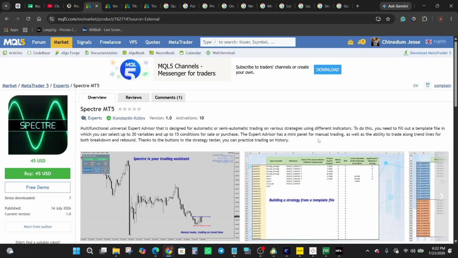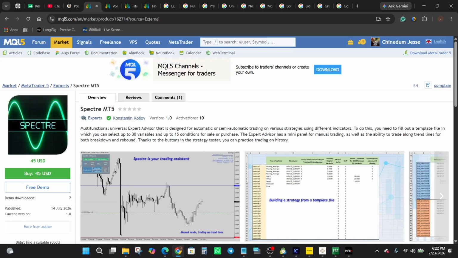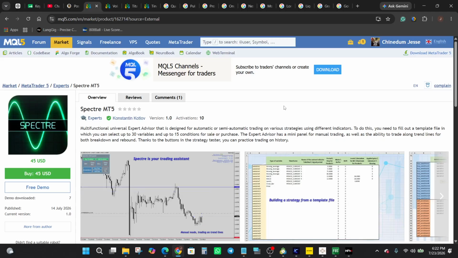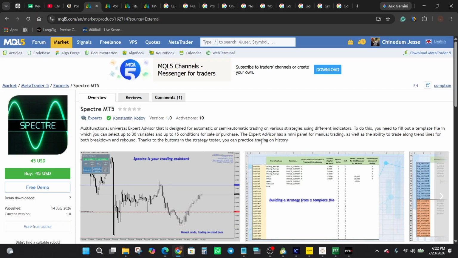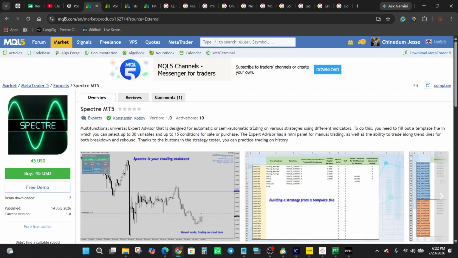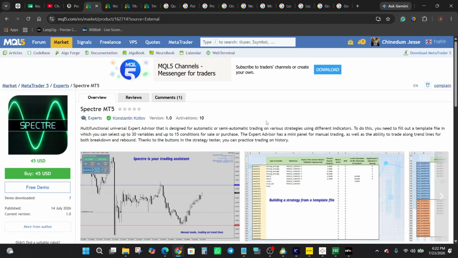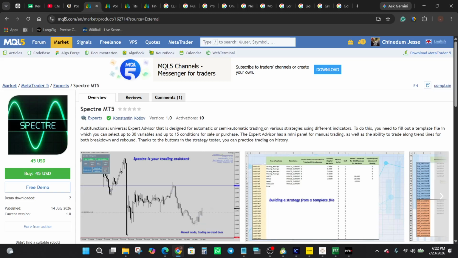According to the developer, Spectre is a multifunctional expert advisor that supports both fully automated and semi-automated trading. Instead of relying on a single indicator or strategy, it allows users to build their own trading logic by selecting from numerous technical indicators and conditions. In fact, one of the biggest selling points is flexibility. Users can configure up to 30 different variables and combine as many as 15 separate buy or sell conditions within a template file. That makes Spectre less of a traditional plug and play trading robot and more of a strategy builder for traders who already have a defined trading methodology.